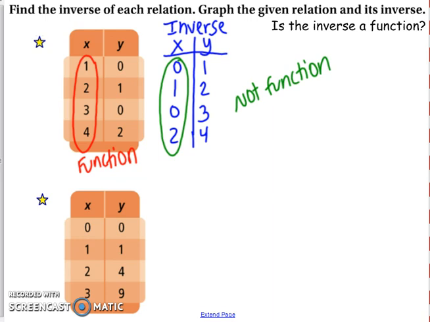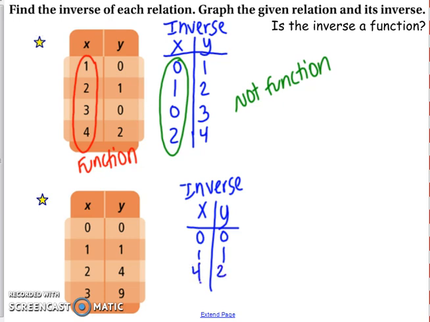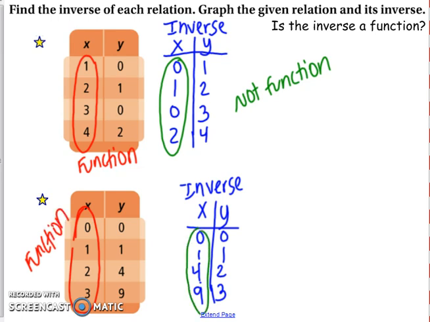Okay, so if we look at the next one, again, we want to write the inverse. So all we're doing again is switching the x's and the y's. So instead of 0, 0, we have 0, 0. Instead of 1, 1, we have 1, 1. Instead of 2, 4, we have 4, 2. And instead of 3, 9, we have 9, 3. So if we look at the original, none of the x's are repeating, so that is a function. And then if we look at the inverse, none of the x's are repeating, so that is also a function.